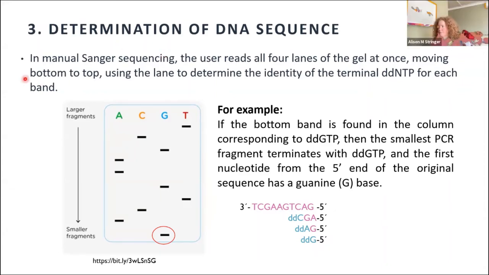Okay, so the third and last step in Sanger sequencing is the determination of the DNA sequence. In the manual Sanger sequencing way, the user has to read all four lanes of the gel at once, moving from the bottom to the top, using the lane to determine the identity of the terminal ddNTP. For example, in this gel, if the bottom band is found in the column corresponding to ddGTP, then the smallest PCR fragment terminates with ddGTP. And the first nucleotide of the sequence will be guanine. And it's the same with all of the lanes.